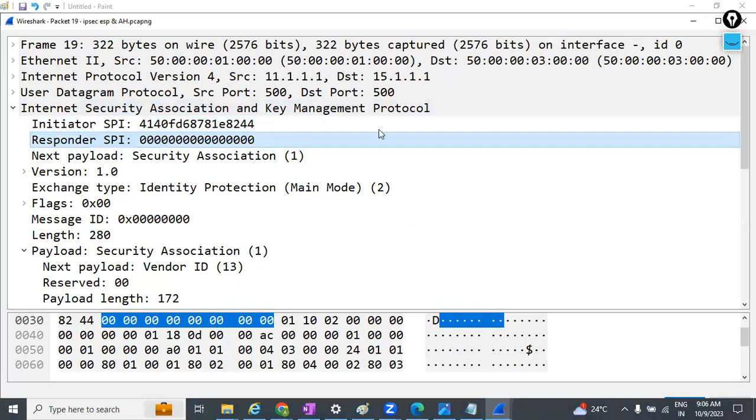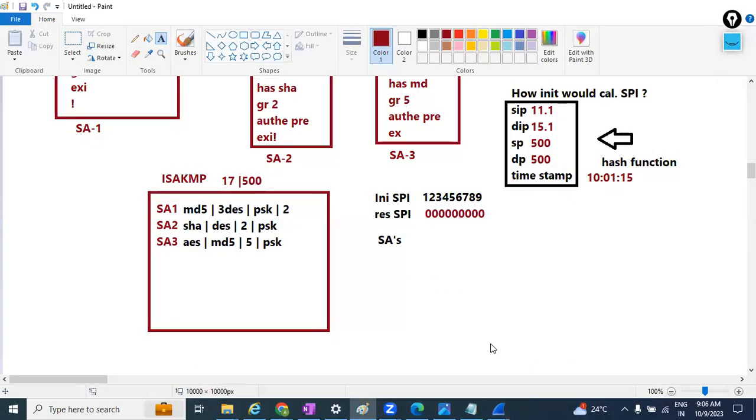Clear or not? Okay, so this initiator SPI value is going to remain the same for the next 24 hours, because my first phase is valid for how many hours? 24 hours. In case you have made it 2 hours, it depends. Initiator SPI lifetime is equal to the lifetime of your phase 1. That depends. Is it 24 hours? Or is it 1 hour? Or is it 6 hours?